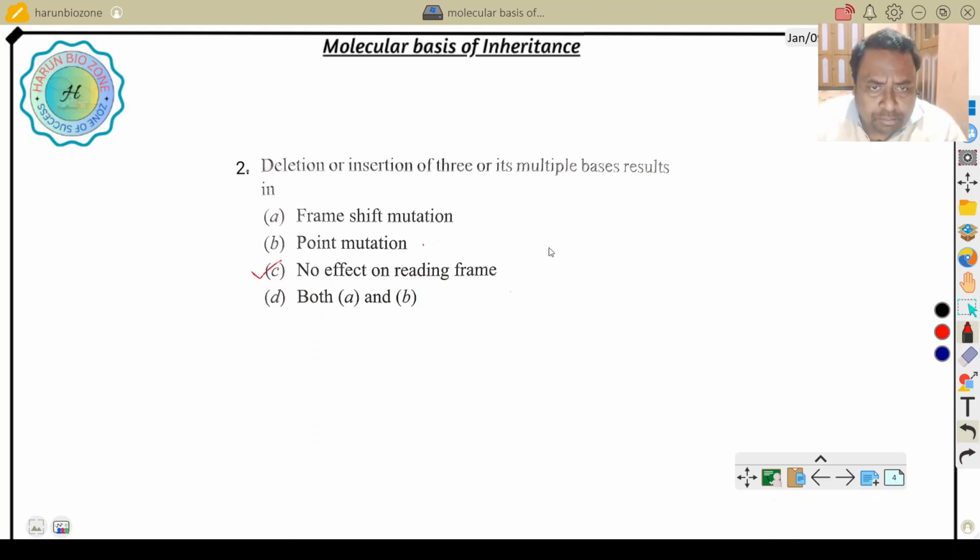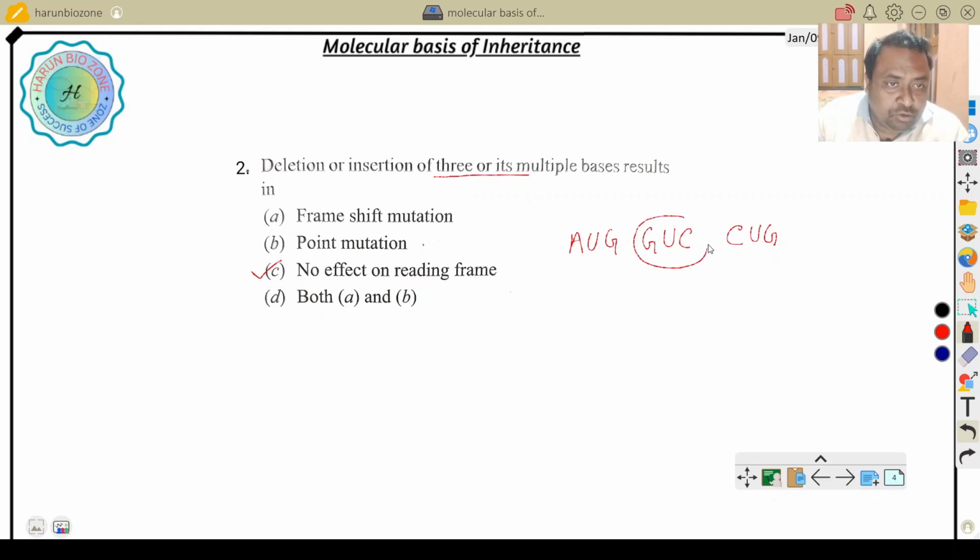How? Suppose these are 3 nitrogen bases. Okay, AUG, GUC and CUG. 3 nitrogen bases or its multiple produce one codon. If this codon is changed, suppose AUG and GUG, then CUG, the number of codons does not change. The structure does not change. Okay, so no effect on reading frame. Let me explain.